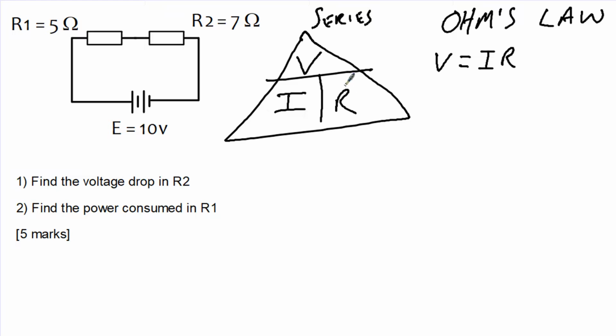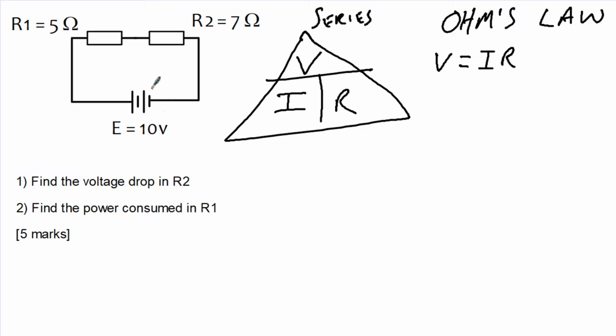If you wanted to work out what a resistance was and you knew voltage and current, then cover up resistance. R would be V over I, V divided by I. And if you want to know what V is, cover it up. V equals I times R. So that's why I find this useful. It's dead easy to rearrange or transpose this formula. So anyway then, find the voltage drop in R2.